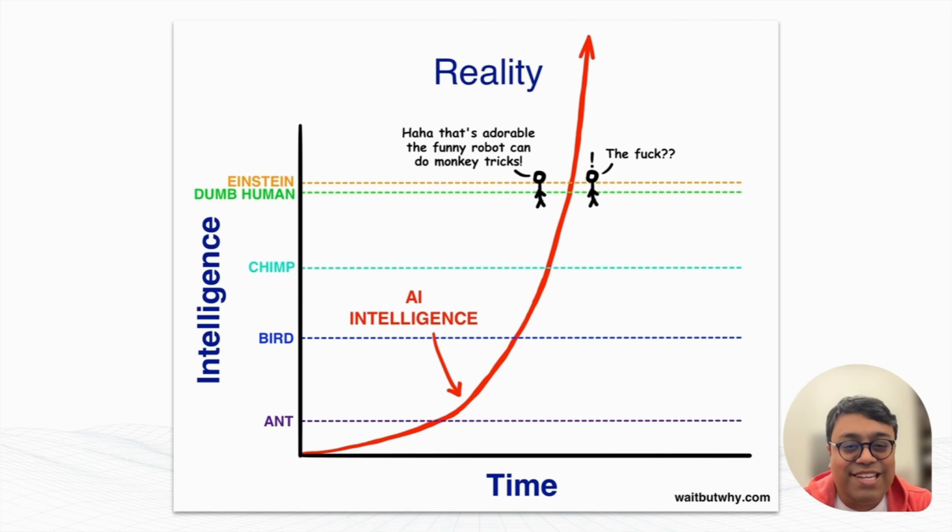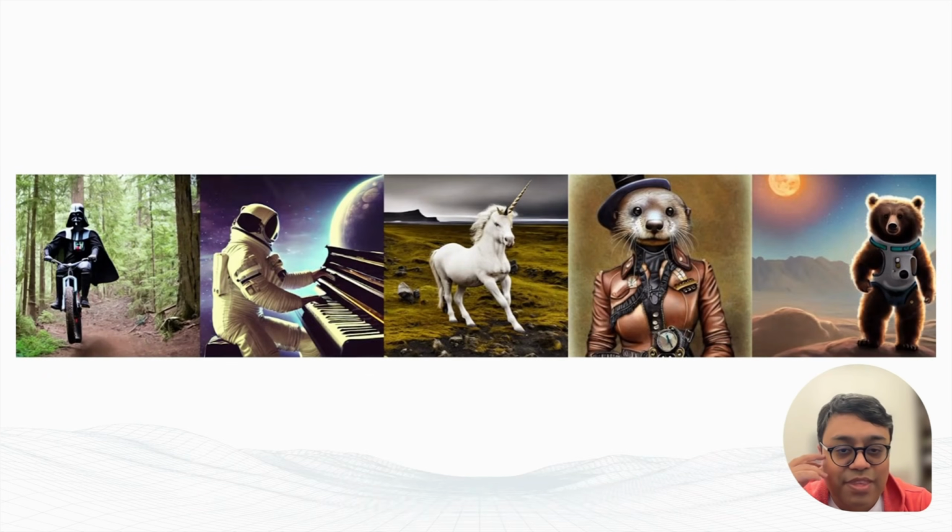Because this is what it feels like every day. Reality's like, oh, funny robot can do monkey tricks. And you're like, there's monkeys everywhere typing on their typewriters, creating Shakespeare. I think that we're going to see even an acceleration from here. We go from dumb human to Einstein, and Einstein's something that you'll see releases on in the next couple of days from us. And it really is just such an exciting and slightly terrifying time.